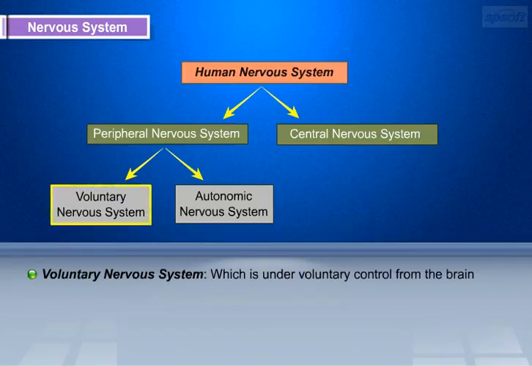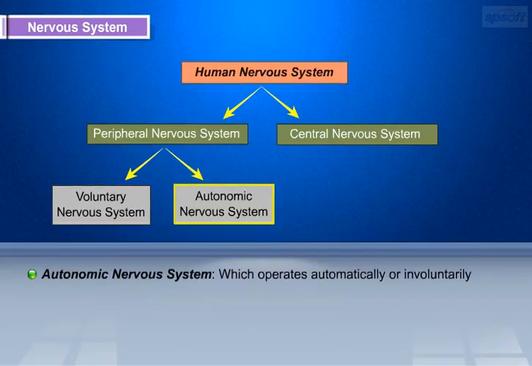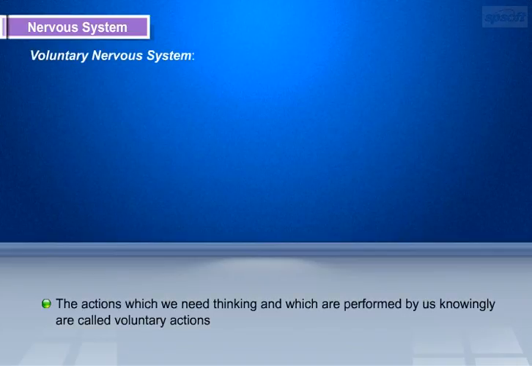Voluntary nervous system. This is under voluntary control of the brain. Autonomic nervous system. This operates automatically or involuntarily. Now, let us discuss each part of the peripheral nervous system, that is, PNS, in detail.